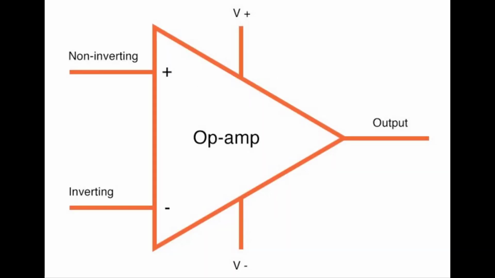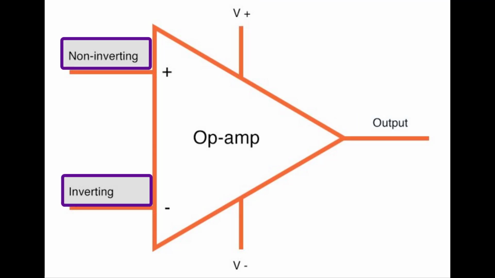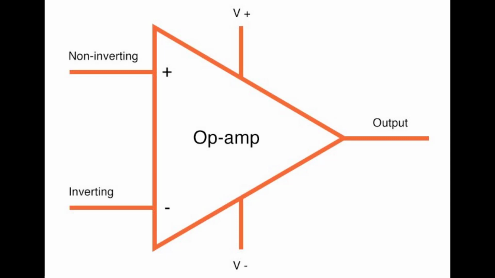This is the symbol of operational amplifier. It has two input pins, two power supplies, and a single output pin. The two input pins are named as inverting terminal and non-inverting terminal according to how they function. We will figure out the different output that we receive after applying different input signals in these input terminals.